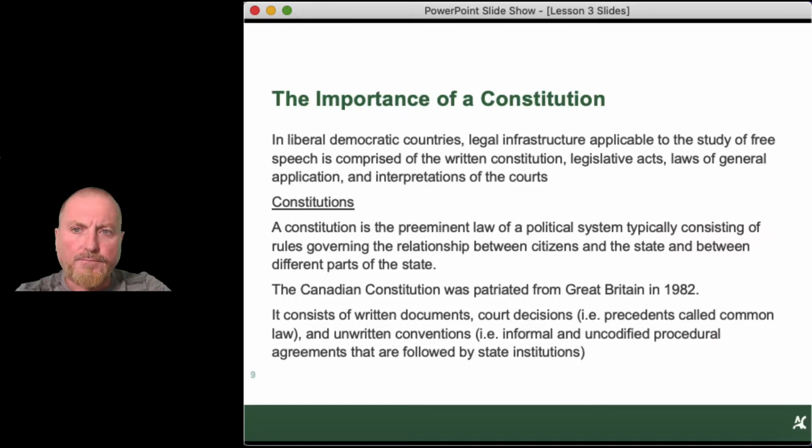Okay. So, in liberal democratic countries, legal infrastructure applicable to the study of free speech is comprised of the written constitution, legislative acts, laws of general application, and interpretations of the courts. I think we all know what the Constitution is, right? We also have legislative acts that influence free speech, both by protecting it and, in some cases, by constraining it. For example, the constraint on free speech in false advertising.